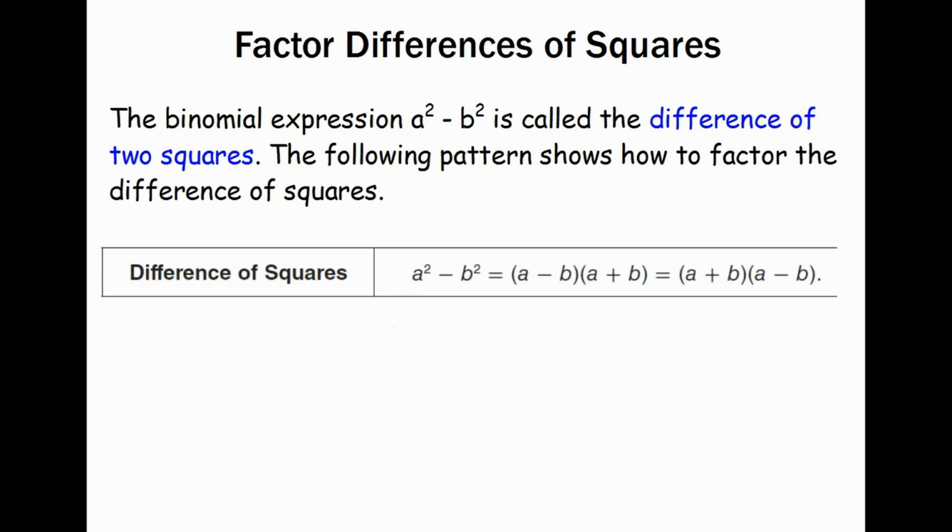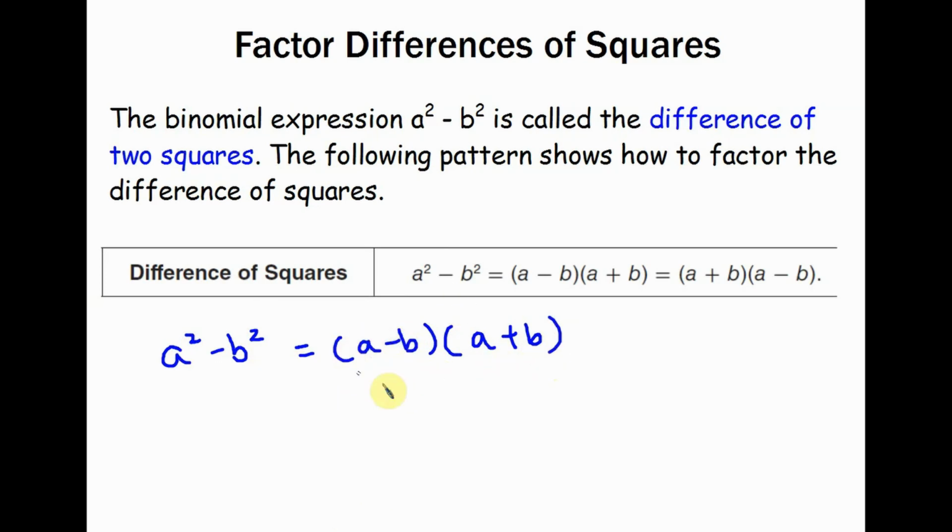The binomial expression a squared minus b squared is called the difference of two squares. The following pattern shows how to factor the difference of squares. If you had the difference of squares, a squared minus b squared, this can be written as a minus b times a plus b. The order of these two terms doesn't matter, so you can always write a plus b times a minus b.